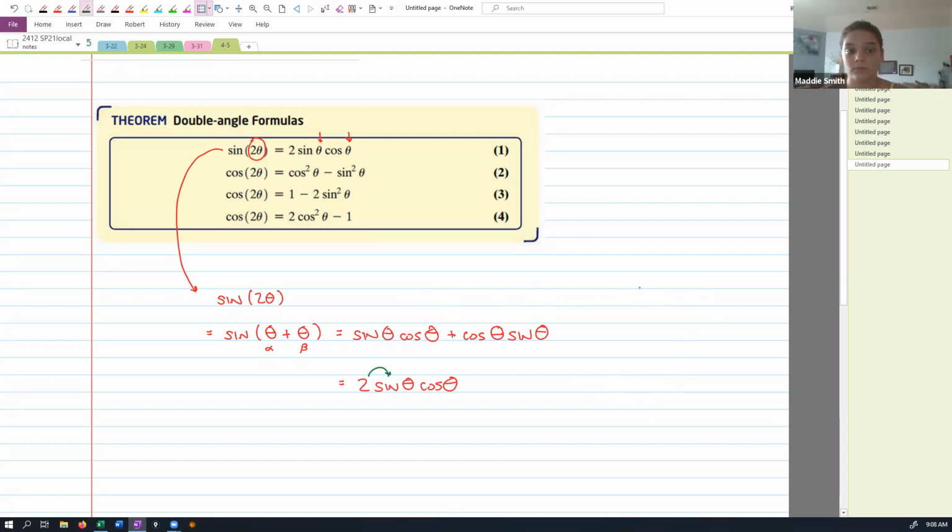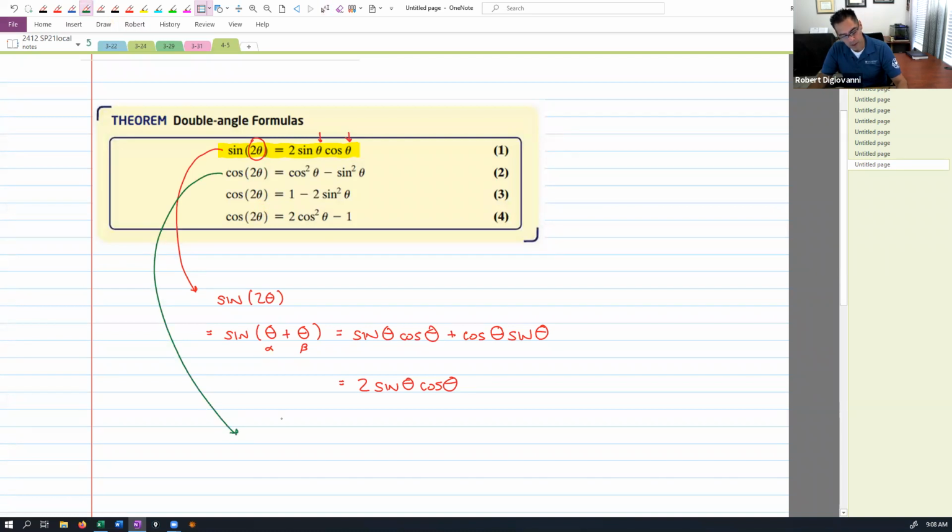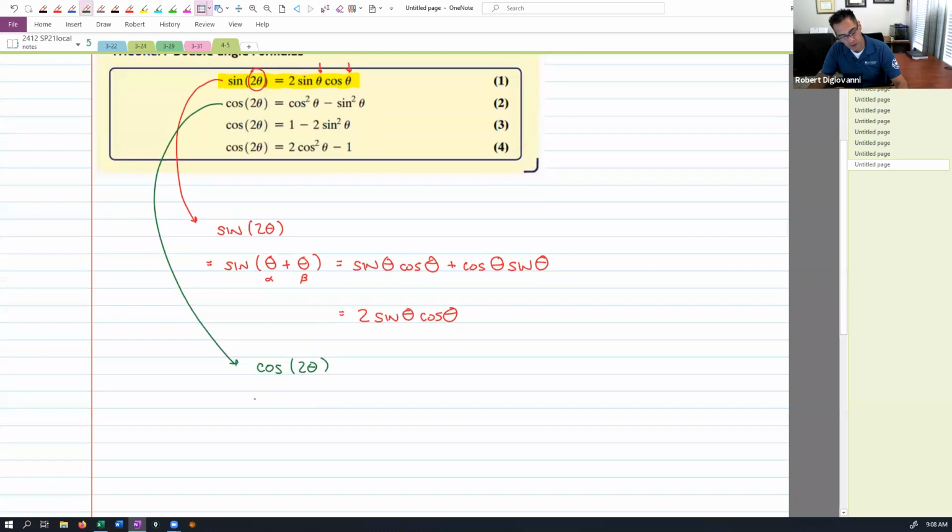Okay, so for sine, we only have one formula. You can't really go wrong with sine. But with cosine, we actually have 3 equivalent formulas. All of these are the same thing. And maybe it's worth us doing one of them. Let's do cosine of 2 theta, and let's see if we can figure out where the formulas come from. This is cosine of theta plus theta.